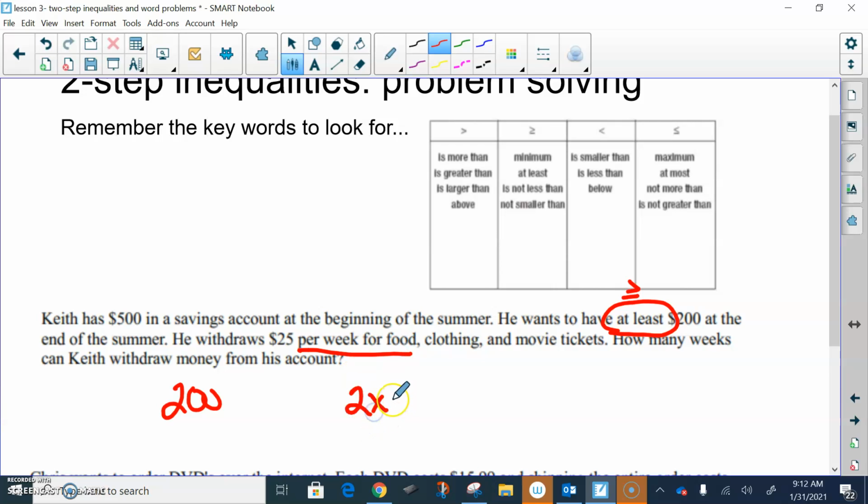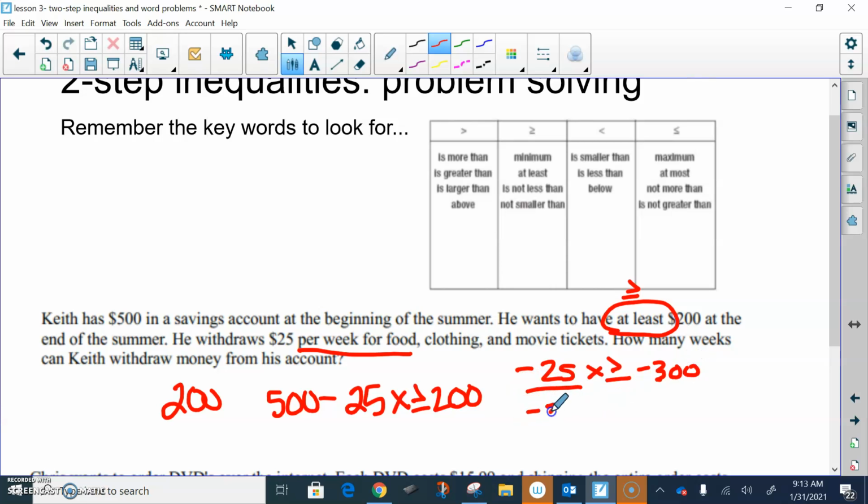So he takes out $25 per week. And we know we're subtracting from the $500. And so we want him to have at least $200. So we want it greater than or equal to $200. There we go. We're going to subtract that 500 from each side, so we get negative 25x is greater than or equal to negative 300.